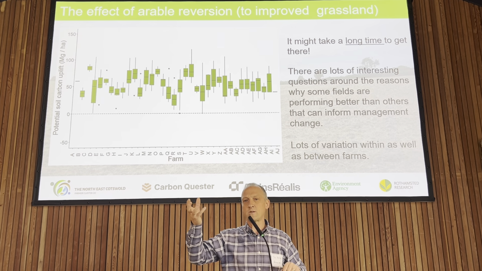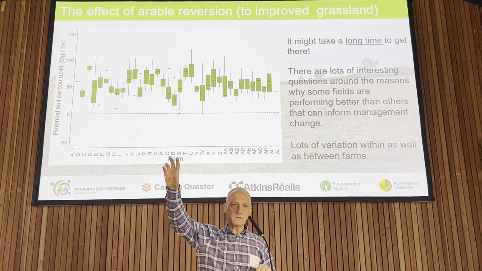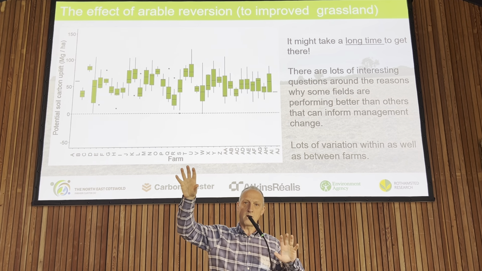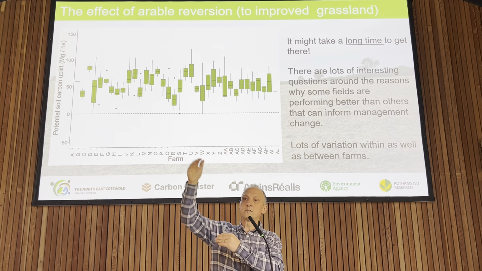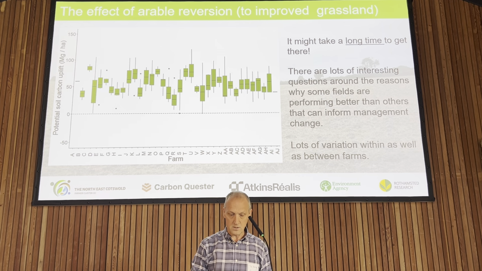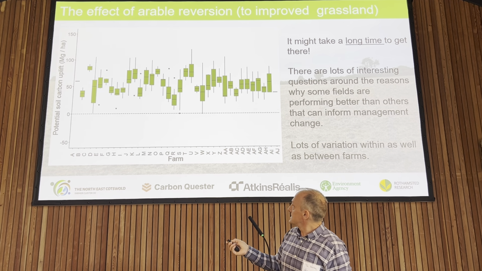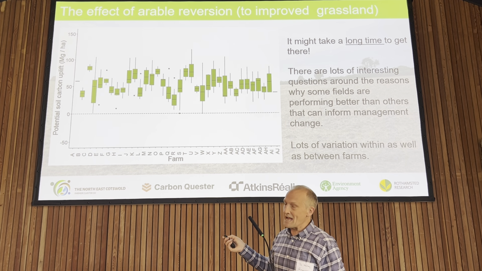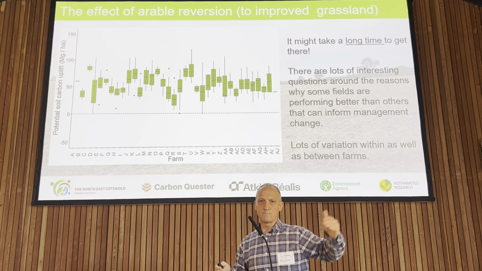So we take each of those arable fields and then we say, for that soil type, what are the best performing grassland fields based on the carbon to clay ratio? And let's look at how much carbon we would get to if we had an equivalent management to those fields. So this is our starting point for our arable fields, and then this is the potential extra carbon you could get if you went to that best performing grassland field.